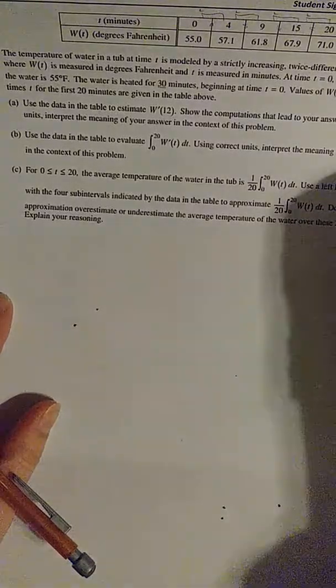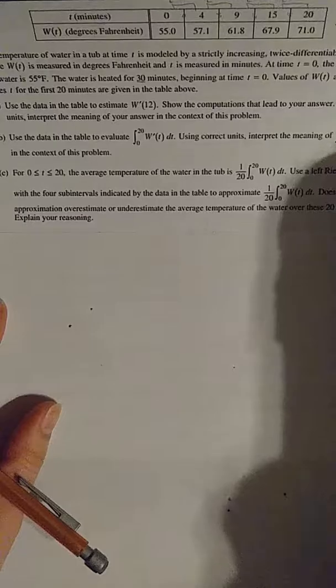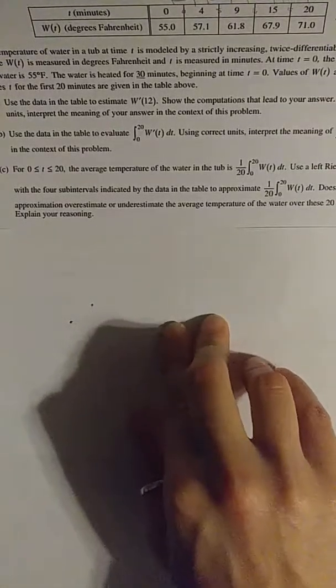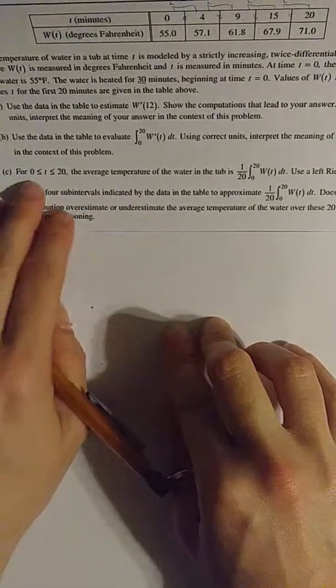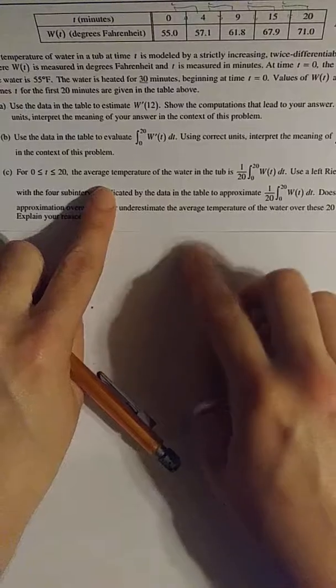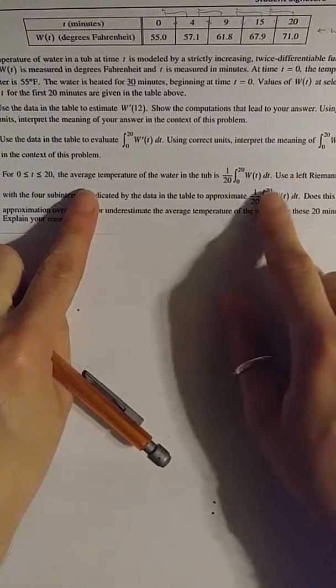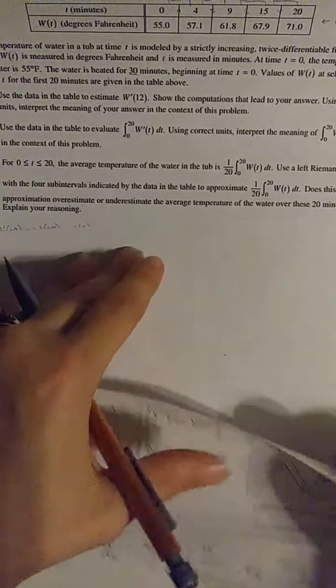So this is the last video for question 1 for the FRQ portion of the Chapter 4 review. We're on part C. This question is asking, for time between 0 and 20 minutes, the average temperature of the water is given by this function. Now remember, this is one of the 3 that we specifically talked about in the last video.